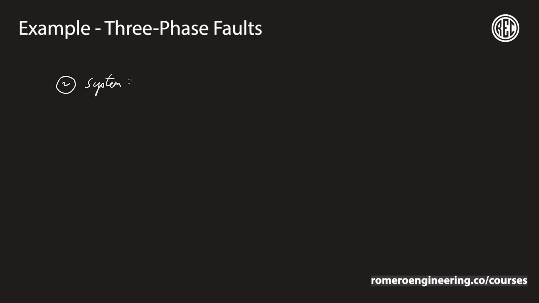And the data for this system is the following. It's at 100 MVA base, and the positive and negative sequence source impedances are X1S, which is also equal to X2S, which is equal to 12%. And this system is operating at 115 kV. So in other words, again, the 100 MVA is the base, and the positive sequence impedance is equal to the negative sequence impedance, and that's equal to 12%.